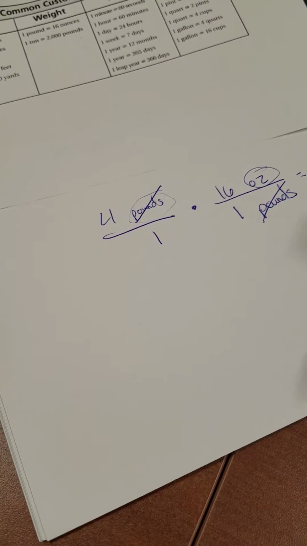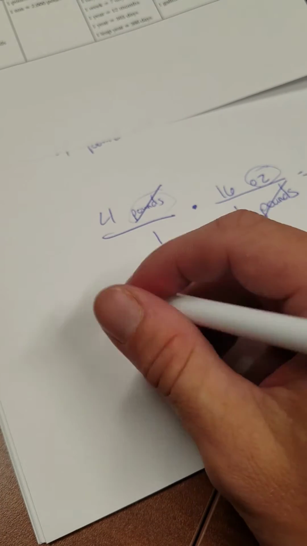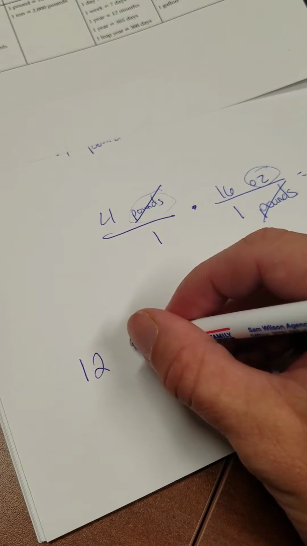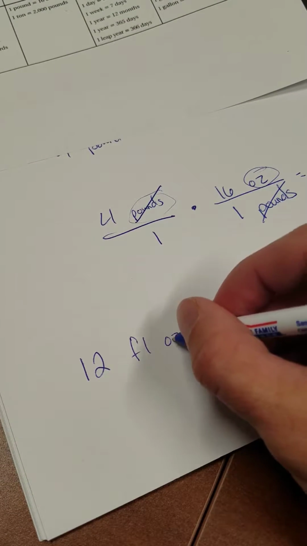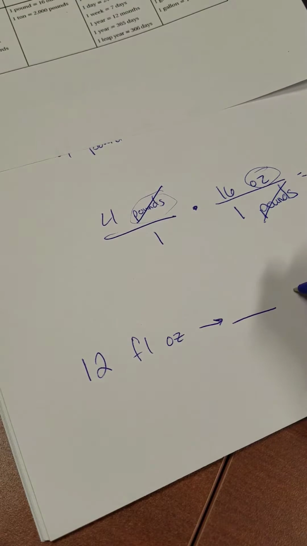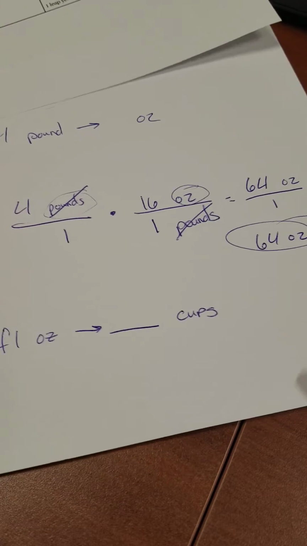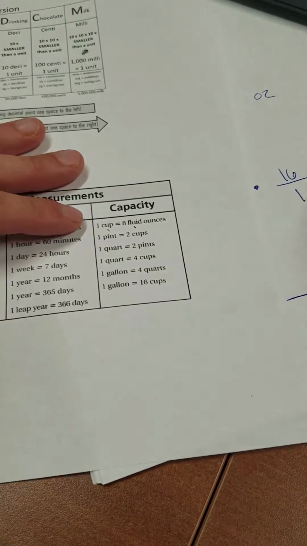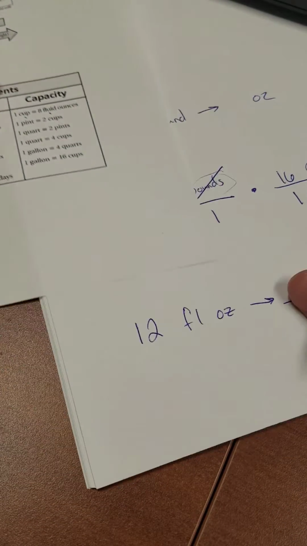Now let's take another one. Let's say that they have 12 fluid ounces and you want to convert to how many cups? Well, we look at our conversion chart. Okay, so now we're talking about capacity and ounces to cups, which is what we're wanting to do for this problem. So, again, you set up a fraction.